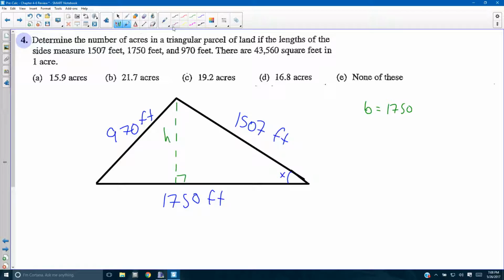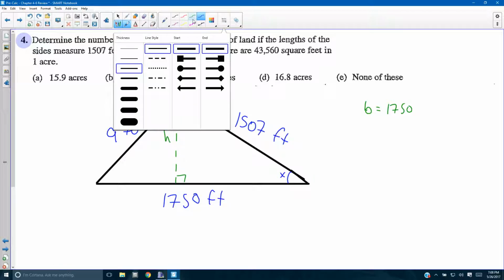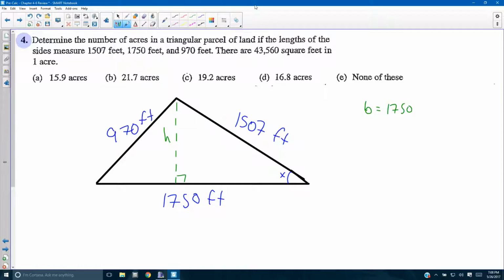So I can use what I did last time. This time I'll try and speed it up a little bit more now that you've seen it once from a previous problem. Let's find x using the law of cosines. Cosine of angle x will be taking the square of these two and adding them. So 1750 squared plus 1507 squared. Don't expect me to not use a calculator here. I definitely will. Minus 970 squared, the side opposite the angle that I'm looking for, divided by 2 times 1750 times 1507.